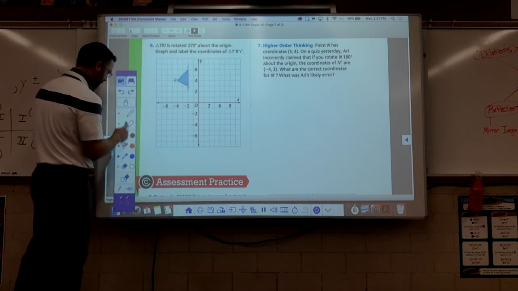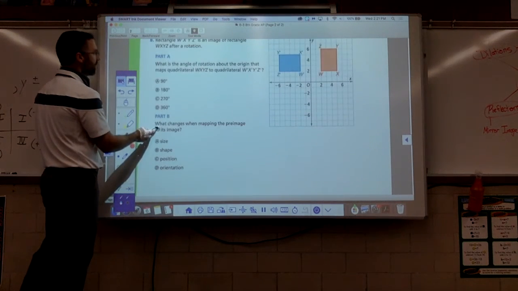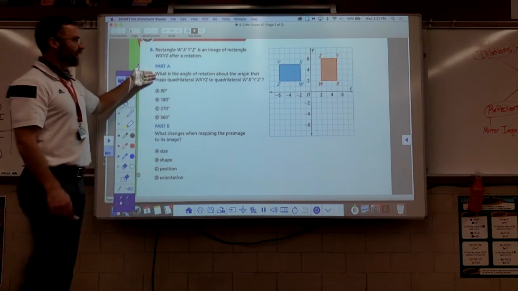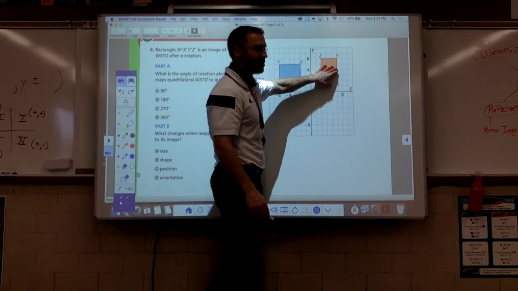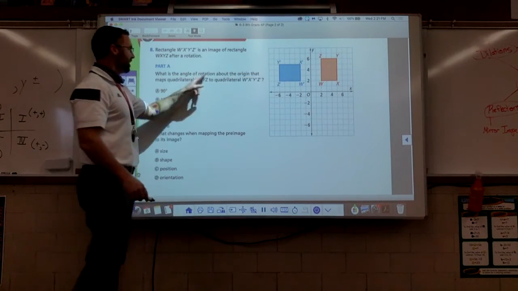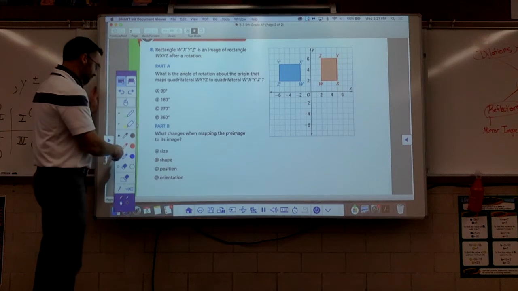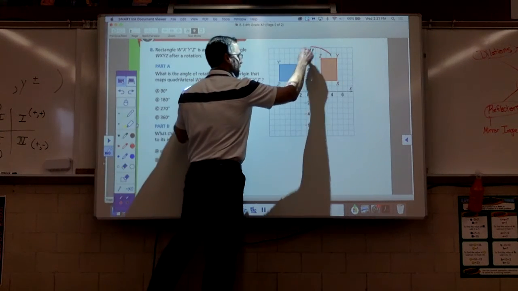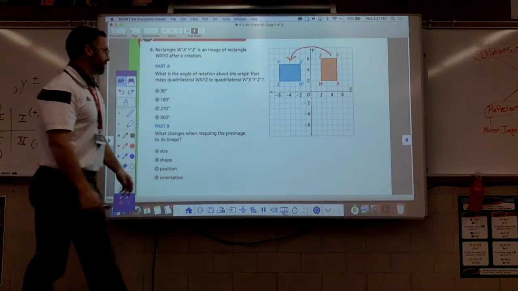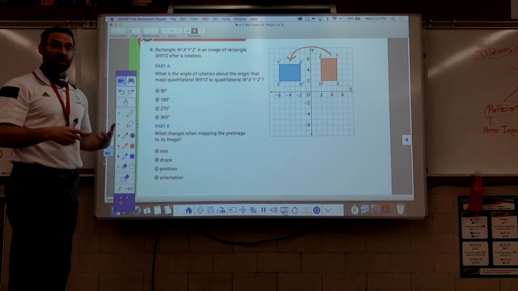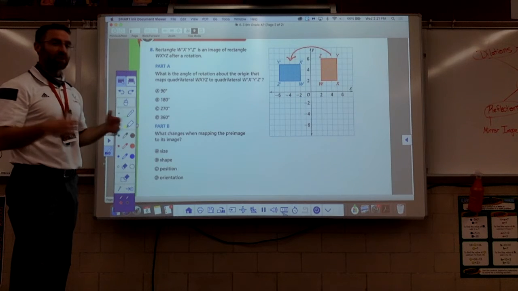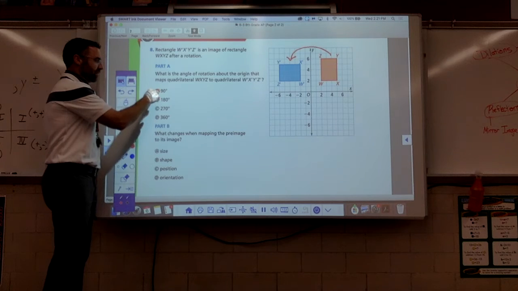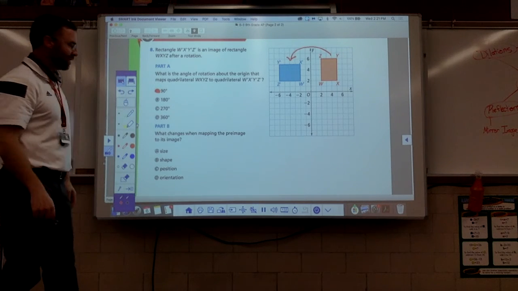Next up, moving on down, we're going to jump down to number 8. And we've got these 2 rectangles. Part A. Now, this is pre-image. This is image. What is the angle of rotation that maps quadrilateral WXYZ, which is this, onto this? That sure looks like we're only rotating 1 quadrant. 1 quadrant takes us where? 90 degrees. That's a 90-degree rotation.